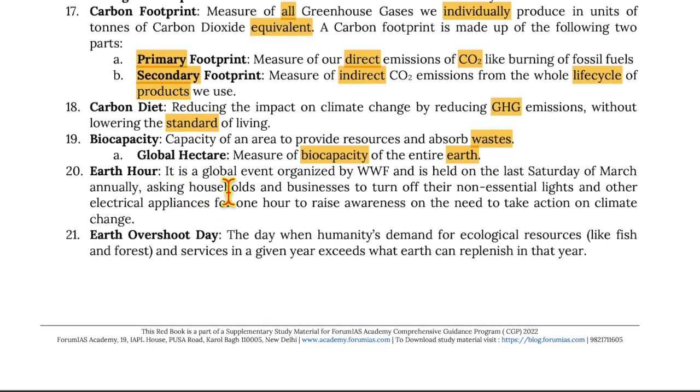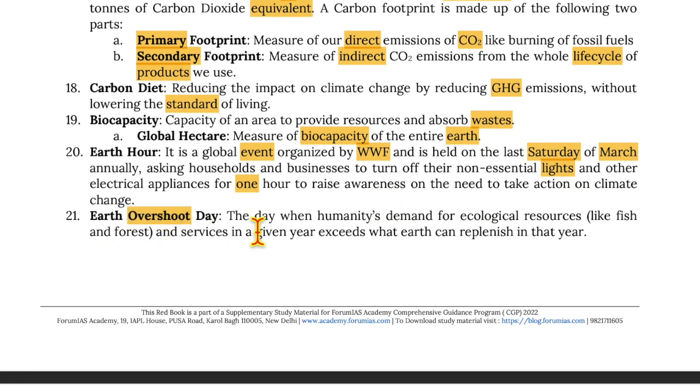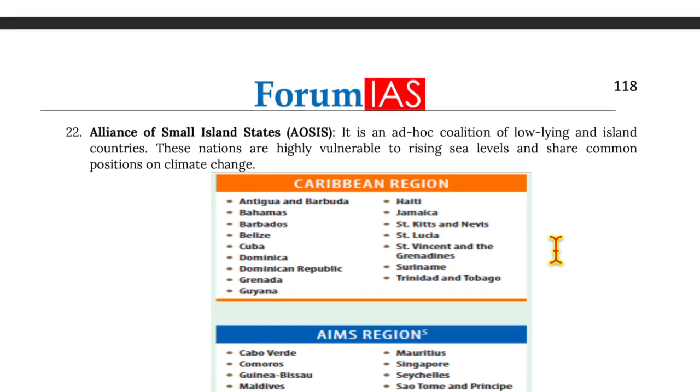Earth Hour is a global event organized by World Wildlife Fund and is held on the last Saturday of March annually, asking households and businesses to turn off their non-essential lights and other electrical appliances for 1 hour to raise awareness on the need to take action on climate change. Earth Overshoot Day: the day when humanity's demand for ecological resources like fish and forest and services in a given year exceeds what Earth can replenish in that year.